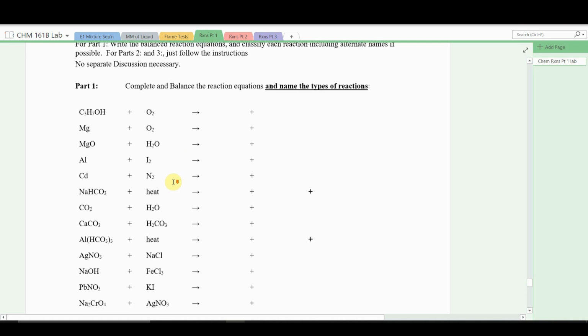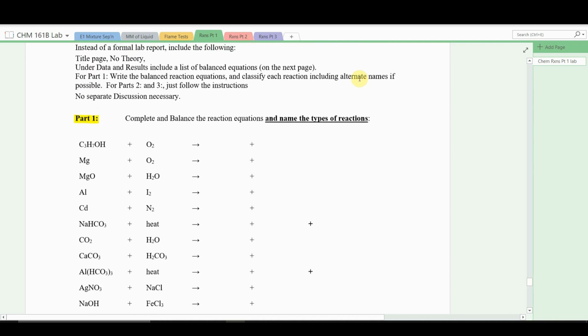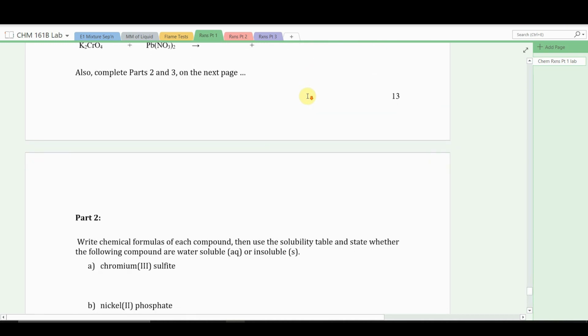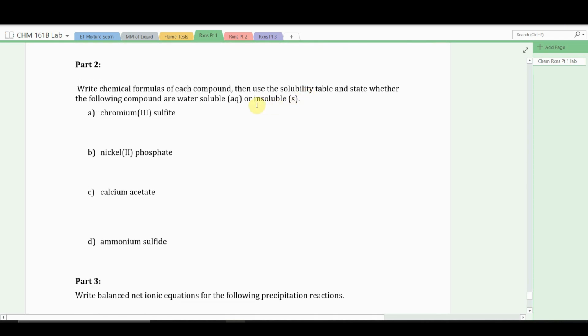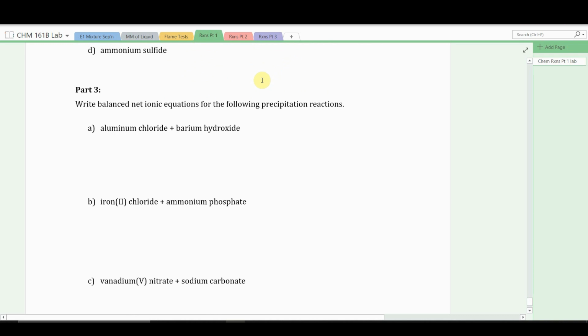So for part 1, complete and balance the reaction equations and name the type of reactions. If there is more than one type, if you can think of an alternate name, by all means write it in. For part 2, I've given you chemical names, and I'm asking you to write chemical formulas of each of these compounds, and then use the solubility table to state whether the following compounds will be water soluble, that is aqueous, or insoluble, S for solid. And finally, for part 3, I'm asking you to write balanced net ionic equations.